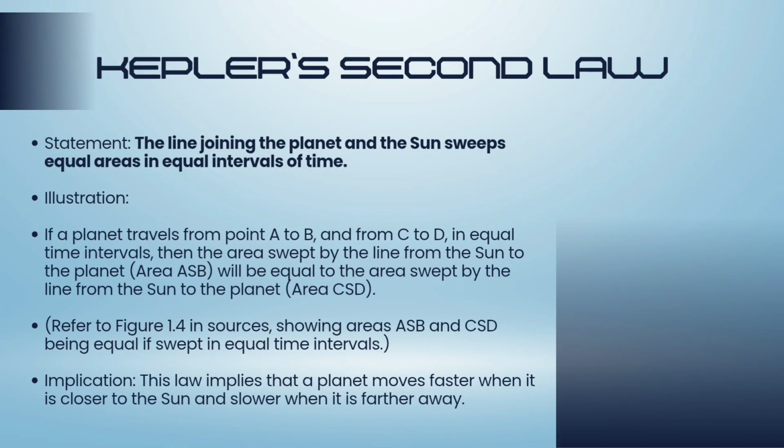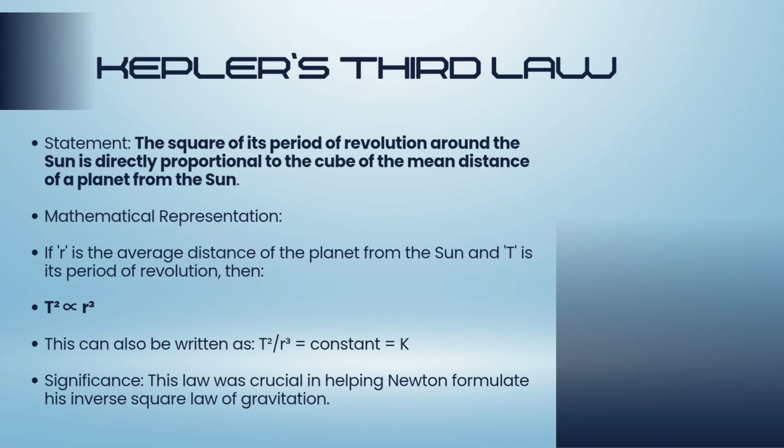The second law states that the line joining a planet and the Sun sweeps equal areas in equal time intervals. This means a planet moves faster when it's closer to the Sun, and slower when it's farther away. The third law shows that the square of a planet's time period is directly proportional to the cube of its average distance from the Sun. So, T squared is proportional to r cubed. This helped Newton understand that gravity weakens with distance.